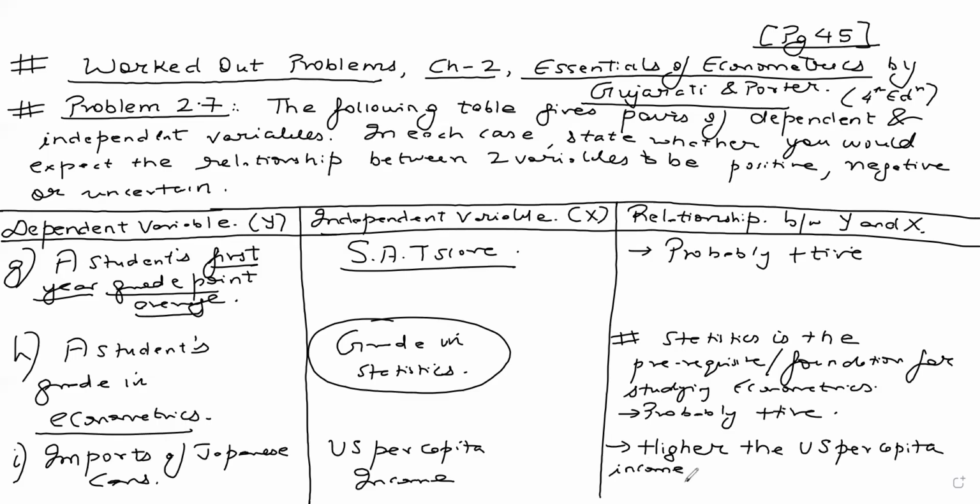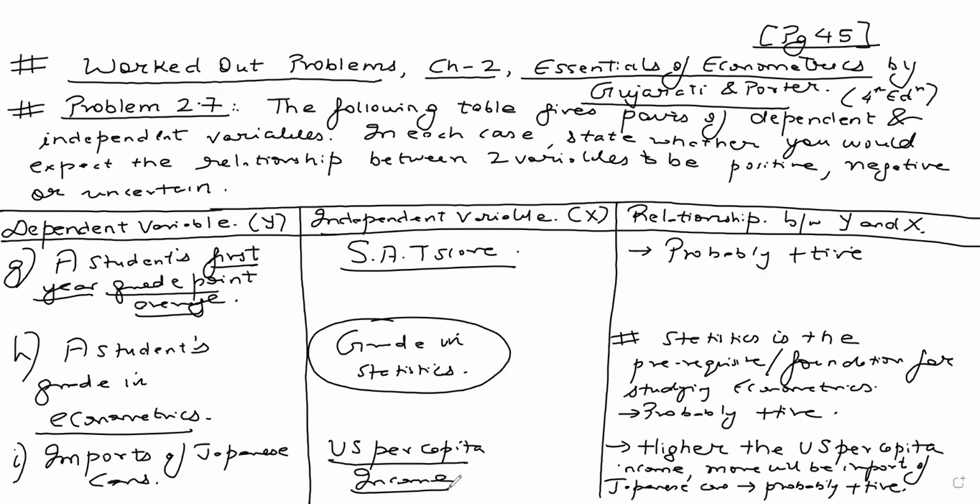The higher the US per capita income, the more will be the imports of Japanese cars. Japanese cars are usually expensive and they are good quality cars also. We would expect the relationship to be probably positive.